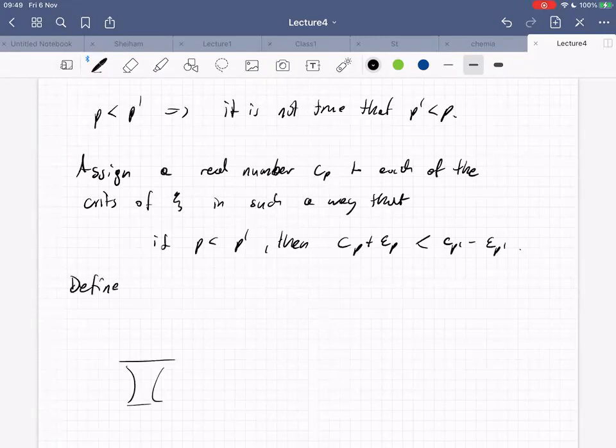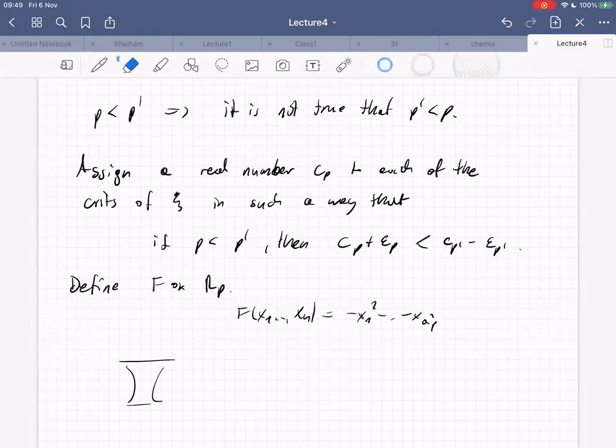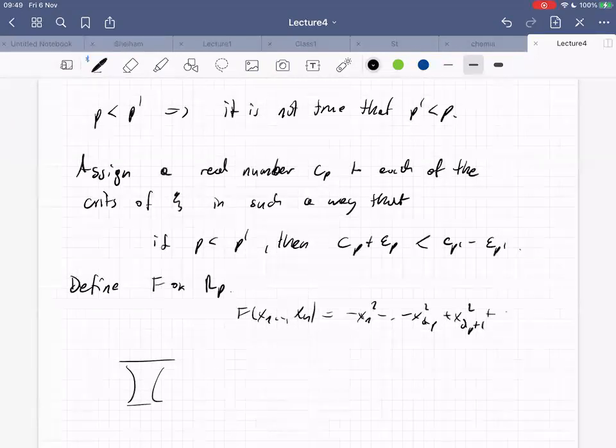Define F on RP to be F of x1, ..., xn equal minus x1 square, minus up to x dp square, plus x dp plus 1 square, plus up to xn square, plus cp.